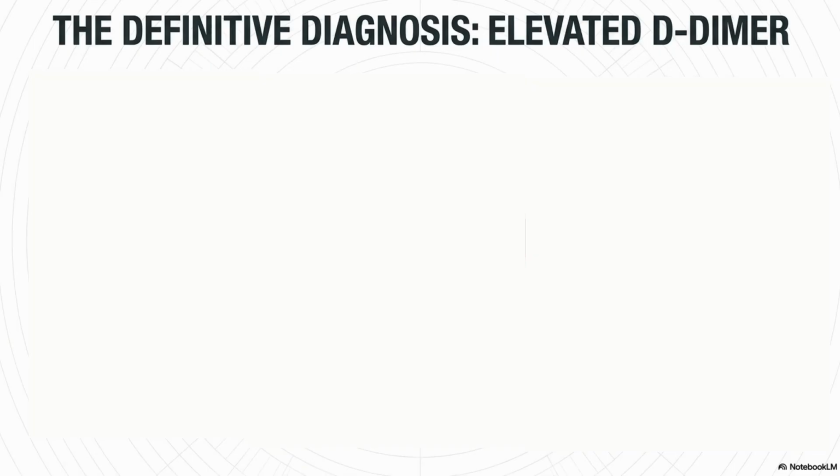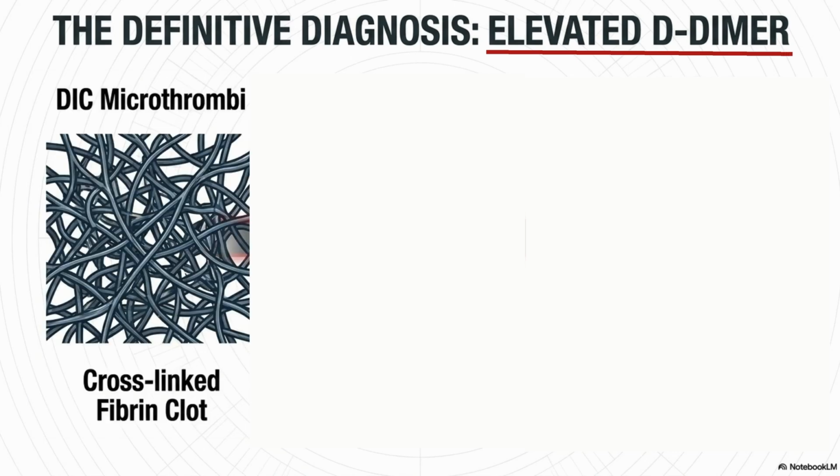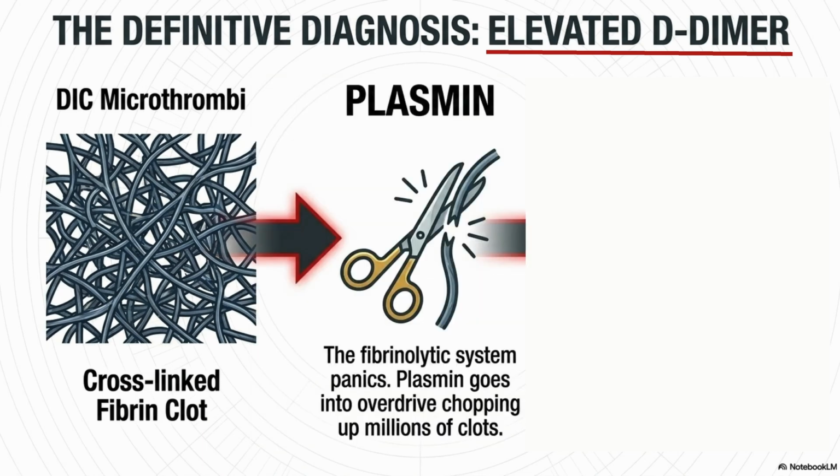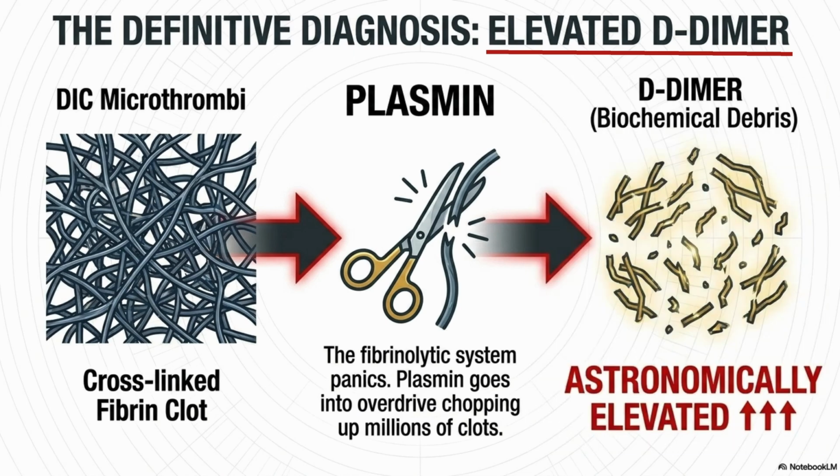So what is the definitive diagnosis? An elevated D-dimer. Here is the mechanism. DIC creates massive amounts of cross-linked fibrin clots. The body's fibrinolytic system panics. Plasmin goes into absolute overdrive, frantically chopping up millions of these clots. The biochemical debris from this chopping process is D-dimer, resulting in astronomically elevated D-dimer levels.